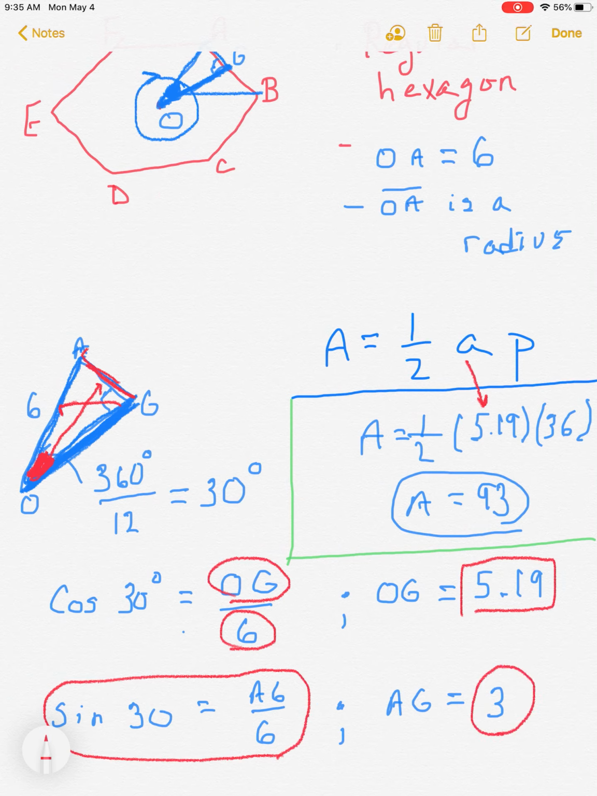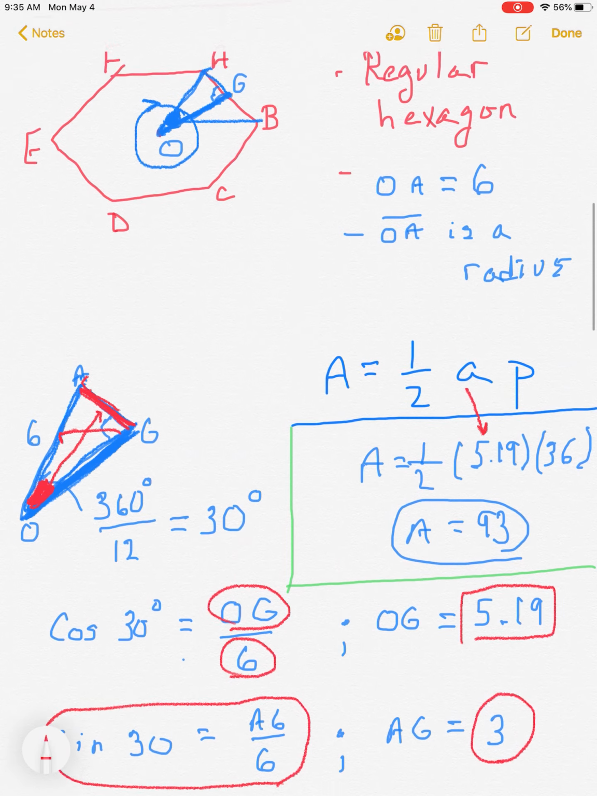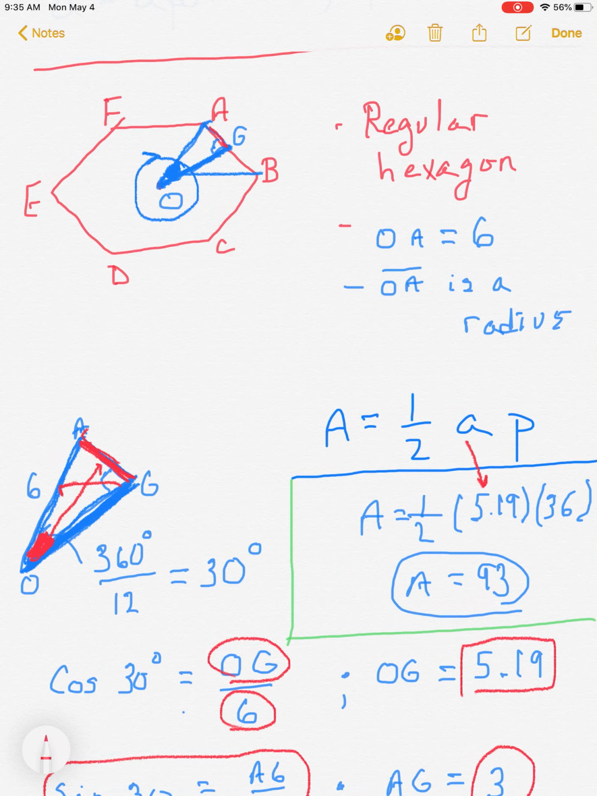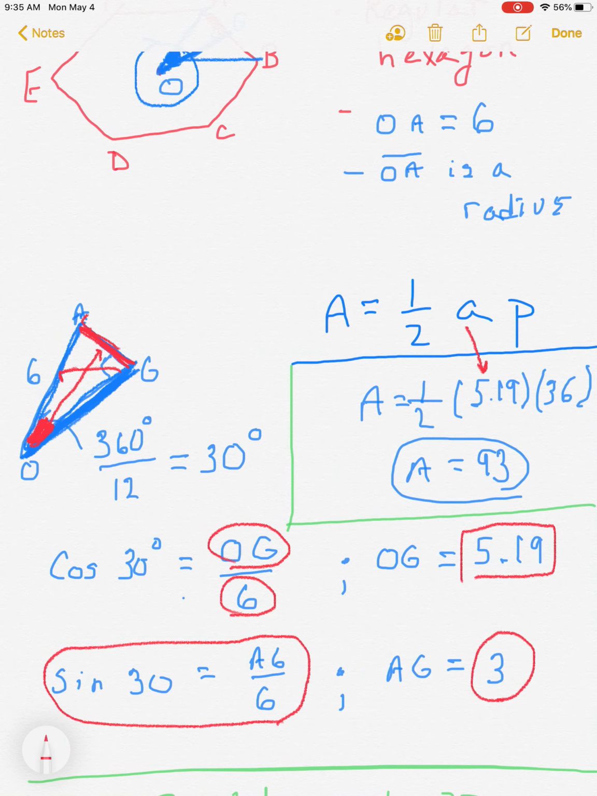All right, and that 3 is 1/12 of the total perimeter. AG is 1/12 of the total. So 3 times 12 is 36. I plugged that perimeter in right there. So the formula says the area of the figure is 1/2 of the apothem, 5.19, multiplied by the perimeter. I'll find that the area is 93.